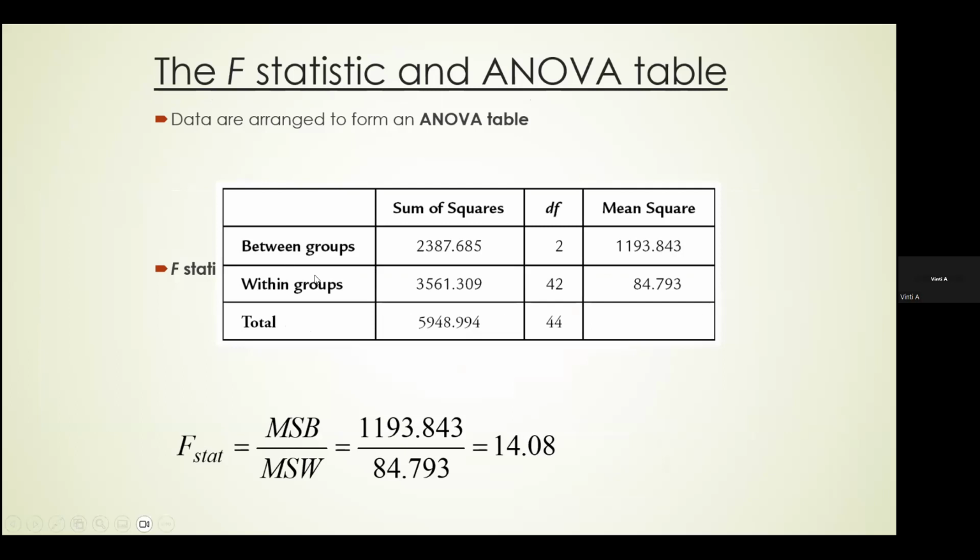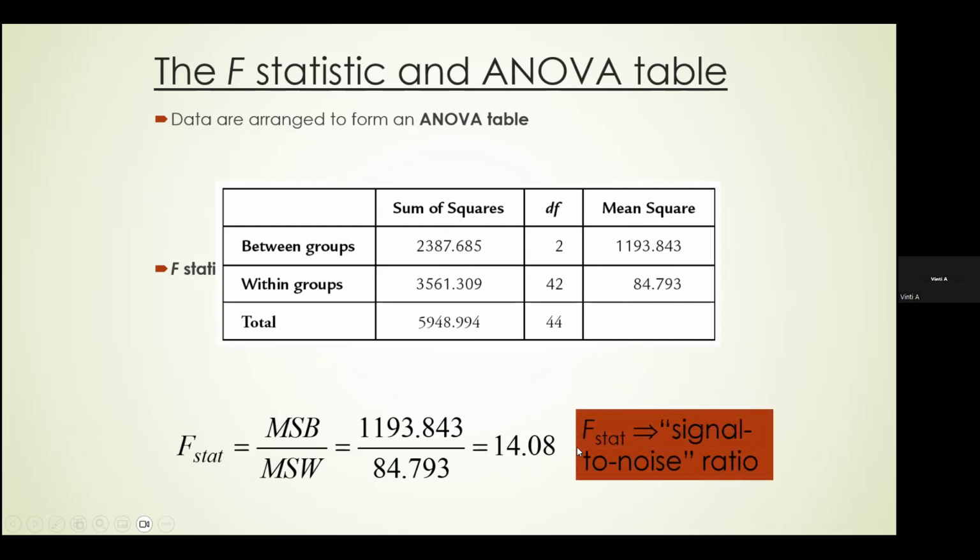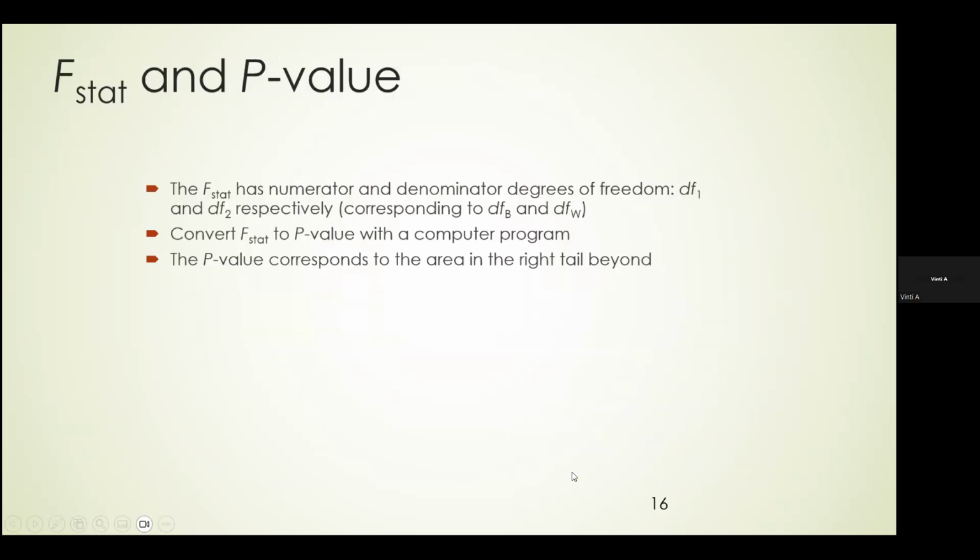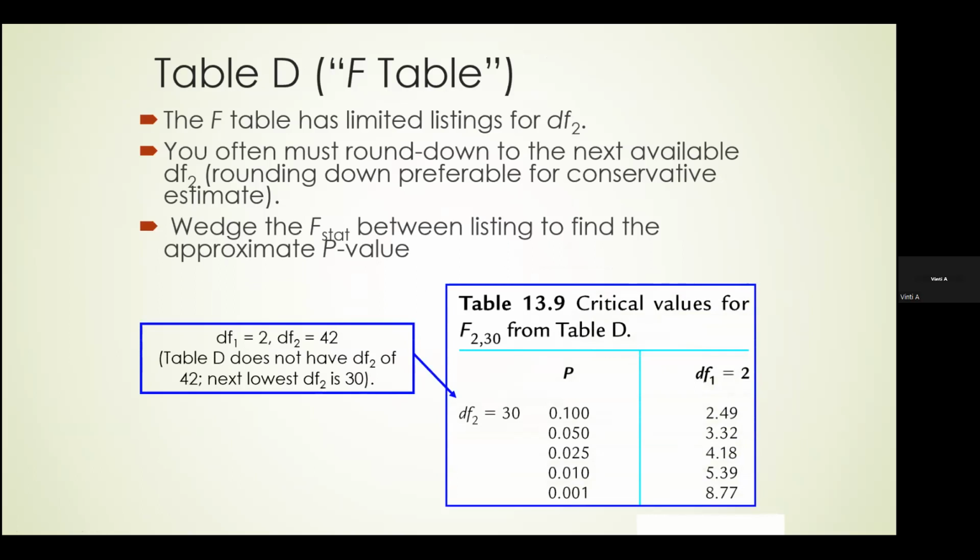So this comes out as my variation. I got mean square between 1193.843 and 84. So when I divide mean square between groups by MSW, my F value comes as 14.08. And then I would simply compare it with the critical value out here.